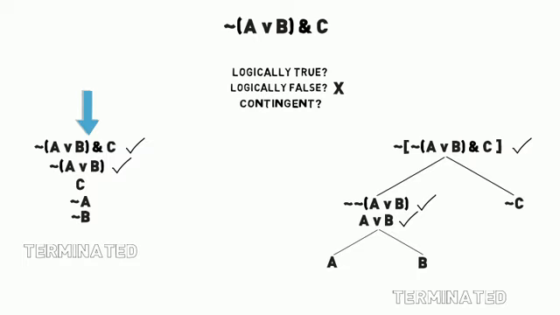The first tree showed it's not a logical falsehood, since it's true under at least one interpretation. The second tree showed it's not a logical truth, since it is false under at least one interpretation. Therefore, the statement is true under some interpretations and false under others. It is contingent.